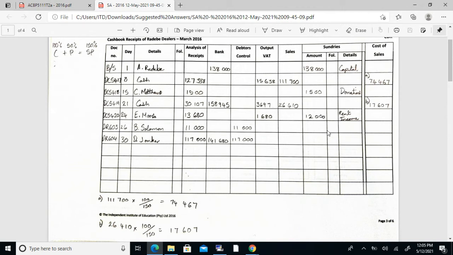And can you see we didn't calculate output value? But don't we have output VAT on sales of trading inventory? Don't we? We do. So then why do we report output VAT, guys?